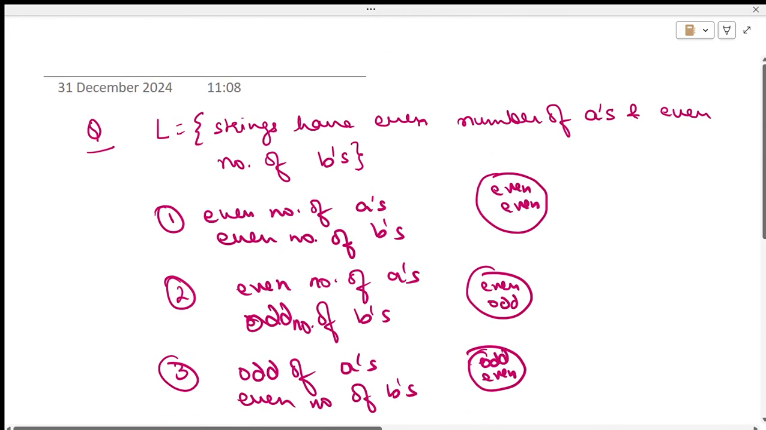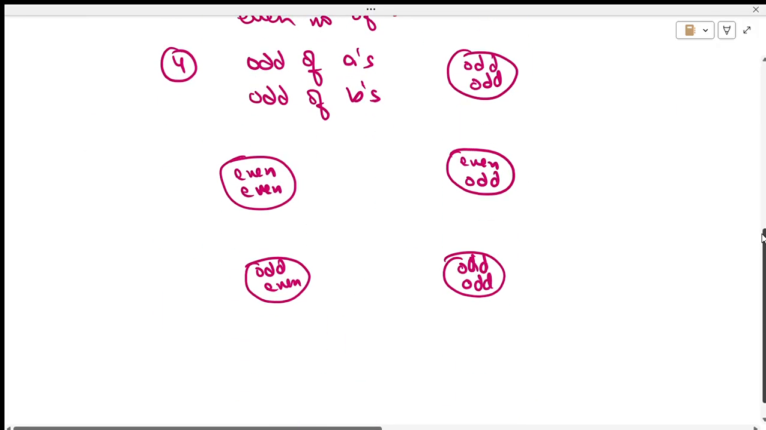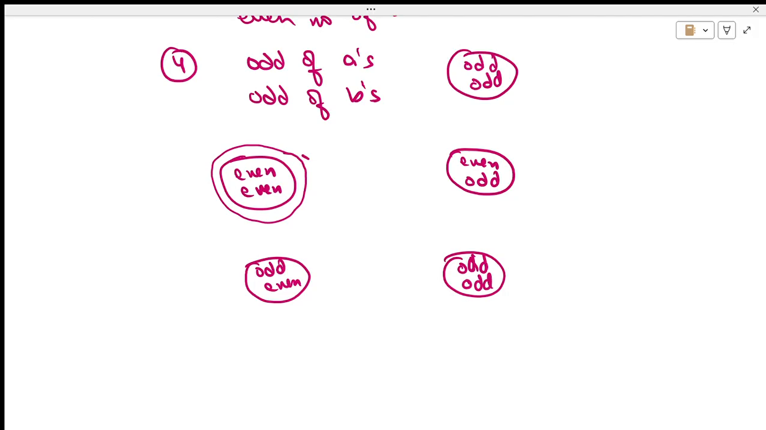The question says that strings have an even number of A's and an even number of B's. That is this situation, this state, even-even. So we'll make even-even the final state. This is the final state. Now when we have zero A's and zero B's, these are like even. Zero is an even number, so I'll put this as the initial state.